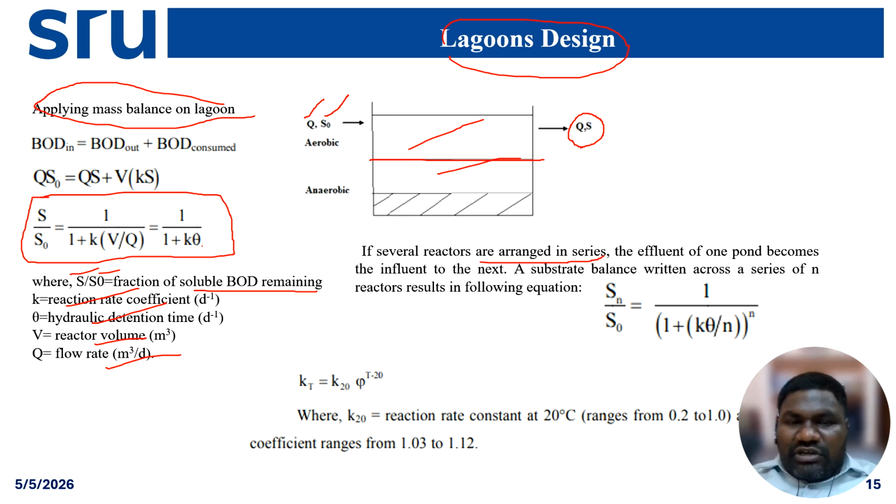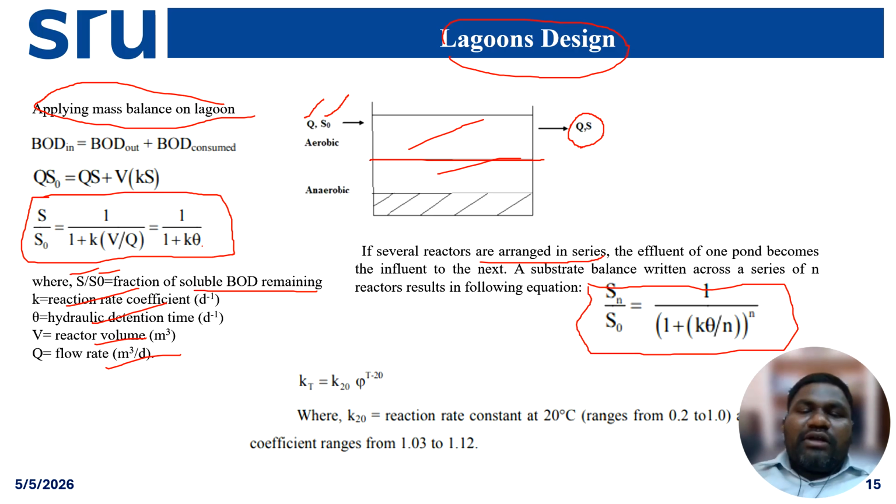So after deriving, the equation is S n divided by S naught equals 1 by 1 plus k theta by n, whole to the power n. This is the equation used to calculate lagoons or ponds in series.